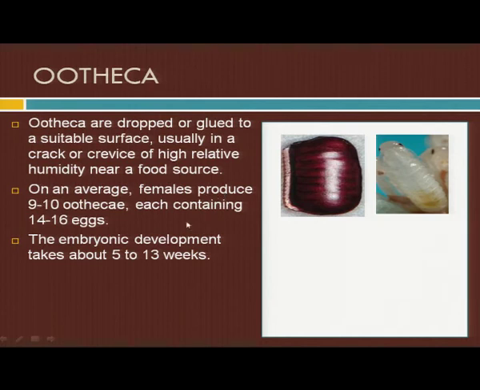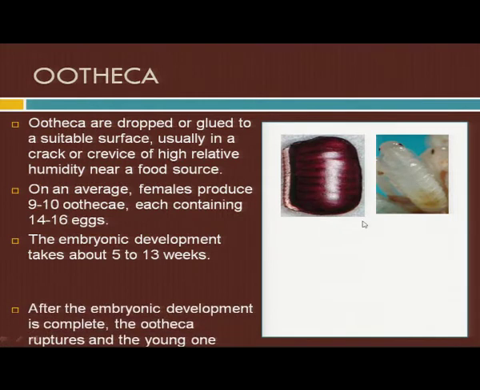And this embryonic development takes about 5 to 13 weeks. You can see that when this ruptures, the young ones which come out from the fertilized eggs are translucent or white in color. They do not yet have the layer of exoskeleton or chitin over them, and this process takes a few hours. After a few hours, the exoskeleton will be formed, but initially they are translucent or white in color.